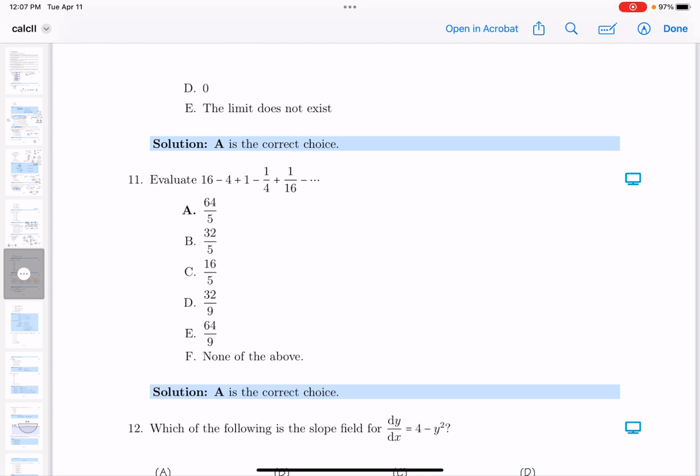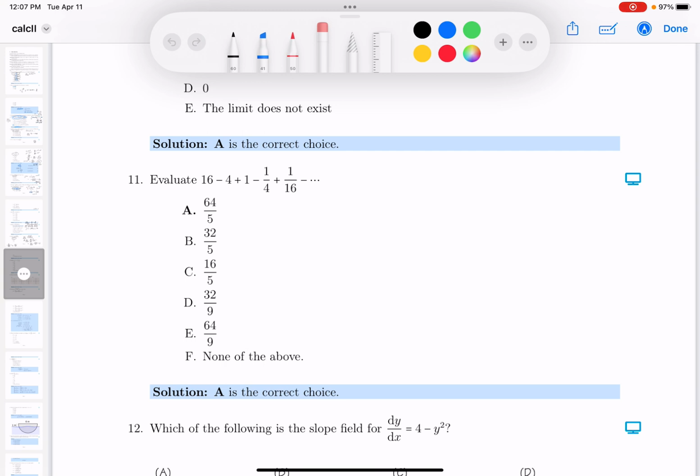Okay, number 11 appears to be an infinite geometric series. And just looking at it, I'm going to say the R, the common ratio between terms, is minus 1/4. All right, let me just check it. Minus 1/4 times 16 is minus 4, and then minus 1/4 times minus 4 is 1. 1 times minus 1/4 is minus 1/4, and 1/16, and so forth and so on. So that appears to be pretty good, right?